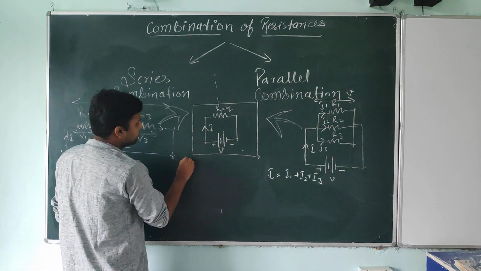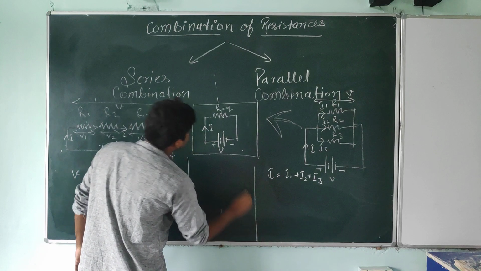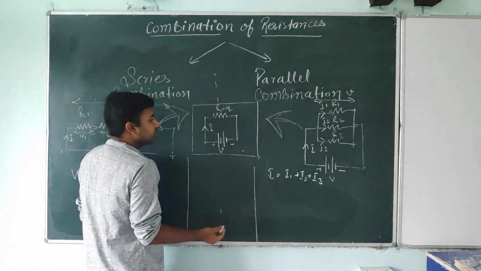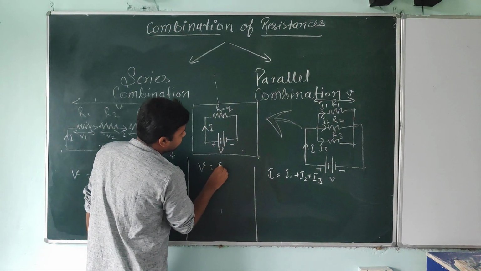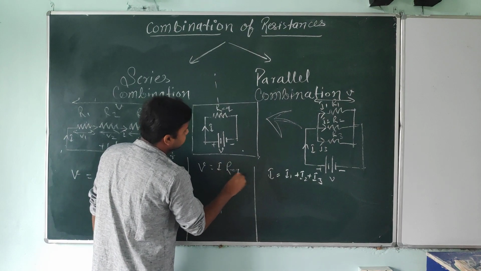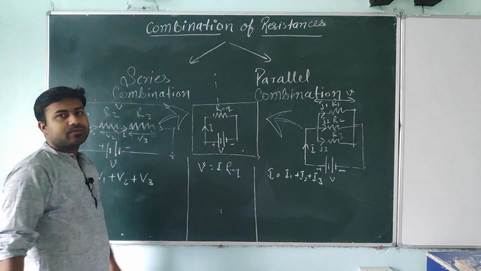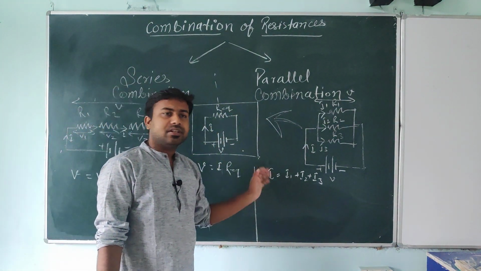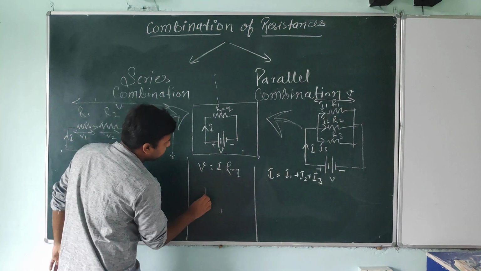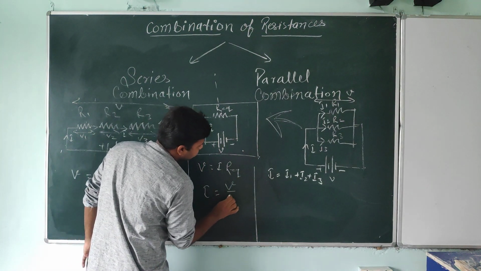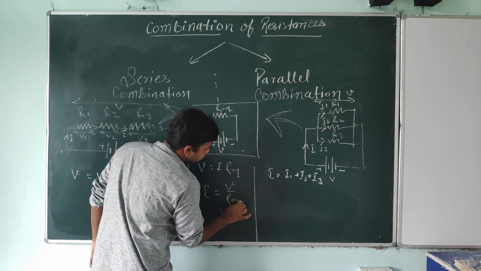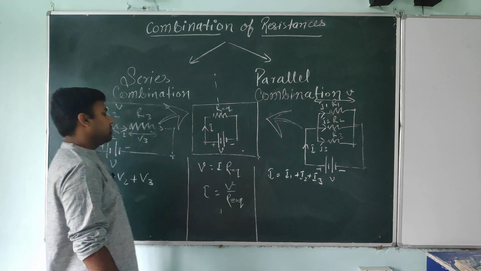Here what we can write, student, here if we are applying Ohm's law, we all know V equal to I into R equivalent. If we are applying Ohm's law, we already discussed Ohm's law and everything in the last lecture. Okay, student, and I equal to what you can write, it's V by R equivalent. Is it or not?